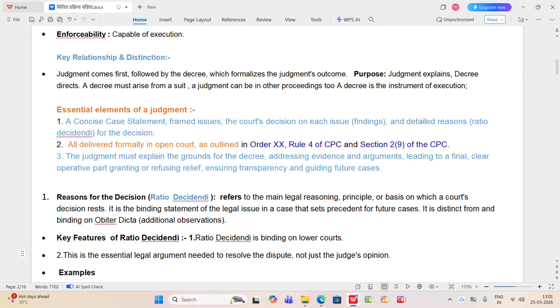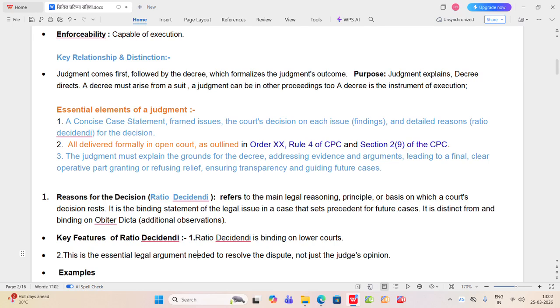In simple words, you can say reasons for the decision. It is very important. No decision made by a judge can be without reasons. He must give reasons for his decisions. That is ratio decidendi. It is the main legal reasoning principle or basis on which a court's decision rests. It means without reasons, no decision can be taken by a judge. He must mention the reasons for taking the decision.